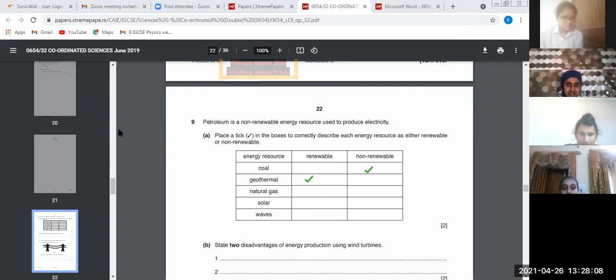Next is natural gas. Navjot, natural gas. हाँ जी. Navjot ji, please unmute. Ma'am, non-renewable. Non-renewable. अच्छा. Next is solar energy. Dilpreet. Dilpreet, unmute karo beta. Renewable. Renewable. Waves.